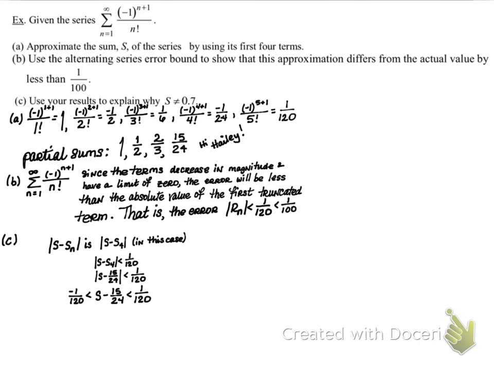Remembering that our remainder can also be written as the absolute value of the sum of the series minus the partial sum, in this case we're looking at the difference between the sum of the series and the partial sum of the first 4 terms. We can set that error less than 1/120 and solve for x, our actual sum, and figure out what our actual sum is between.